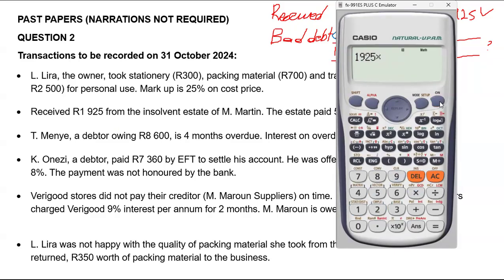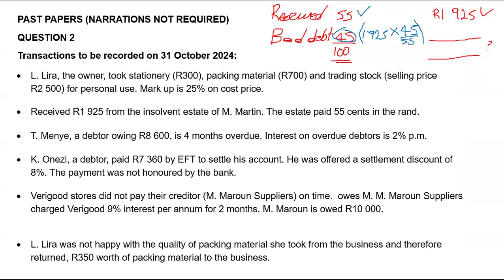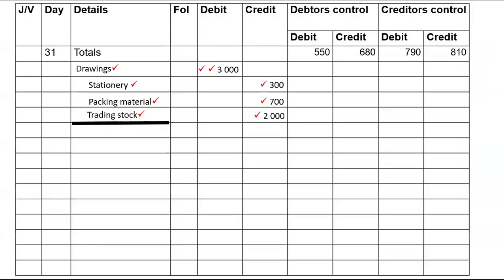1,925, multiply that by 45, divide that by 55. It will give you 1,575, which is your bad debts. You will debit bad debts by 1,575 and credit M. Martins by 1,575. But because M. Martins was a debtor, we are going to credit debtors control as well.